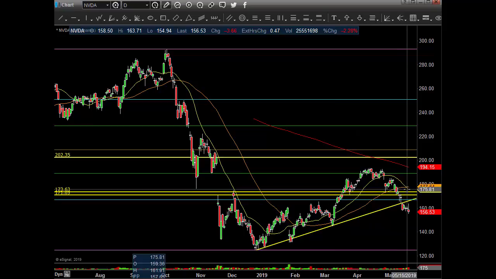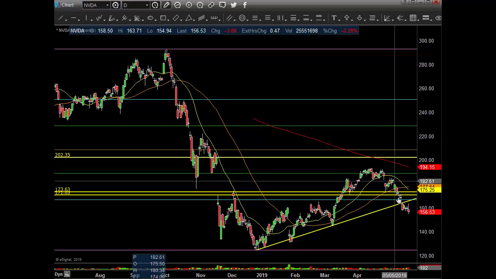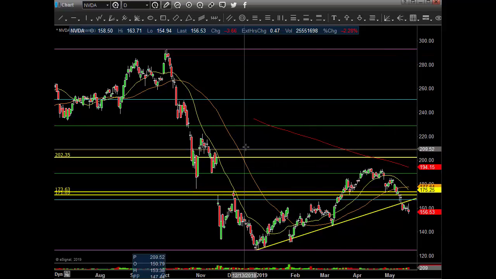Bulls, you've got to get it back above these moving averages, at least the 180 area, probably even above the gap fill here. That's at the 184-ish area, and then you have another one coming up. So you have a lot of resistance coming up. If you could get above there, above the 200 and above the 202 area, then possibly higher prices. I mean, this could be the time, guys.